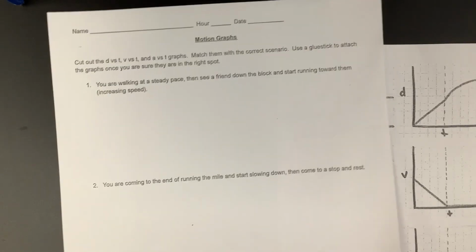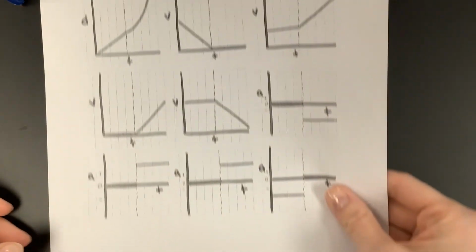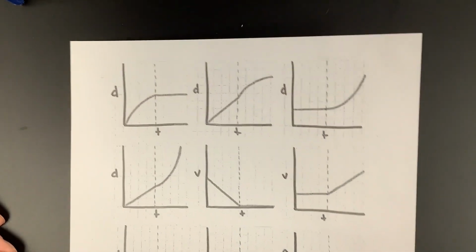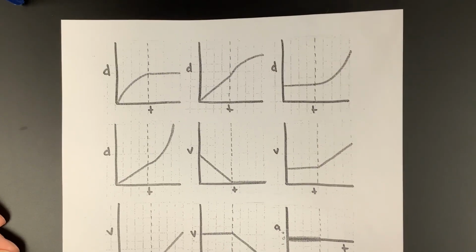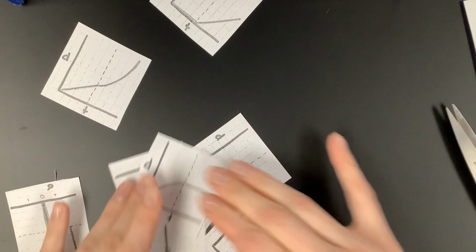Okay, the motion graph activity has 2 pages. There's this one that actually has the scenarios written out, and this one is the one that has all the graphs that are all mixed up, and you're gonna cut these out. Once you have these all cut out, you'll probably wanna sort them.